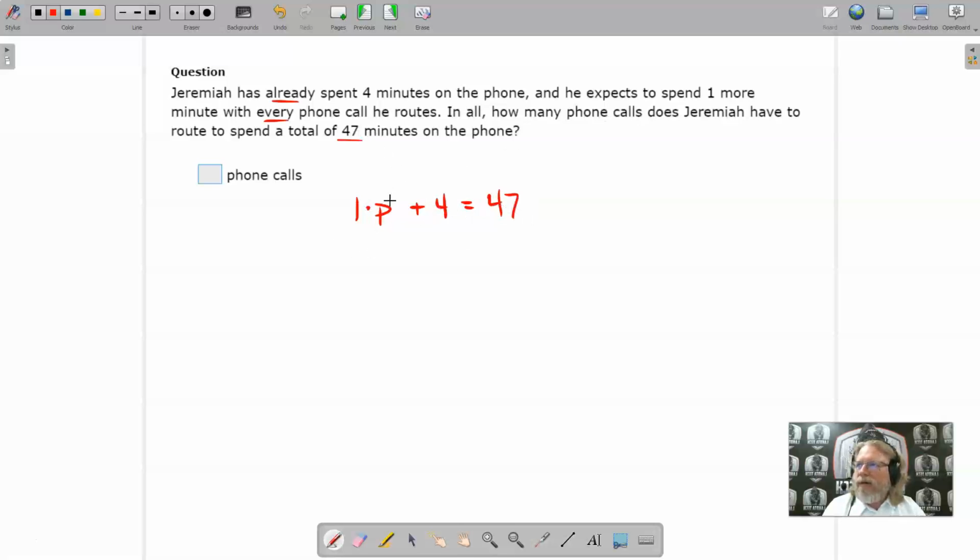So I got the 1P for 1 more minute, 1 minute for every or per phone call that he routes. So that's where I get the 1P. He already had 4, so we're going to add 4 on there because he already had that. And then we want to know when it is going to equal 47. Well, we could simplify 1 times P is P, plus 4 equals 47. Let's go ahead and subtract 4 from each side, right? Undo the addition with subtraction. These will cancel each other, leaving us with the P, and 47 minus 4 is 43. So it will be 43 phone calls. And what is that, 2 43s in a row? Yep, 43 weeks, 43 phone calls.